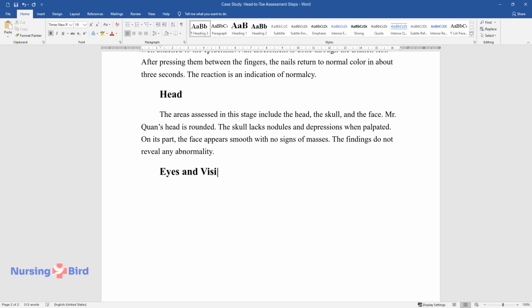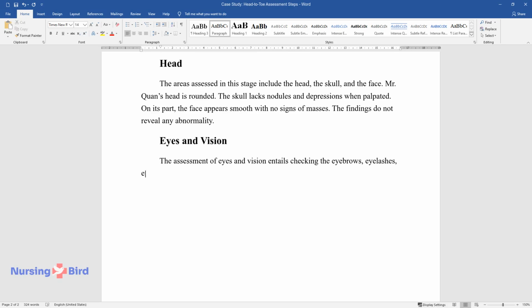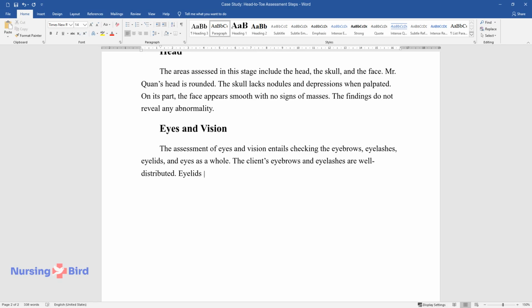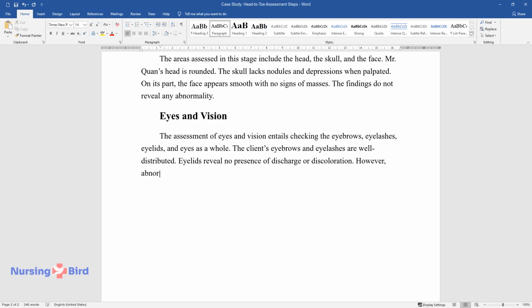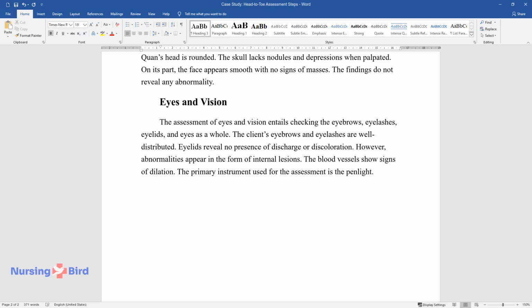Eyes and vision. The assessment of eyes and vision entails checking the eyebrows, eyelashes, eyelids, and eyes as a whole. The client's eyebrows and eyelashes are well distributed. Eyelids reveal no presence of discharge or discoloration. However, abnormalities appear in the form of internal lesions. The blood vessels show signs of dilation. The primary instrument used for the assessment is the penlight.